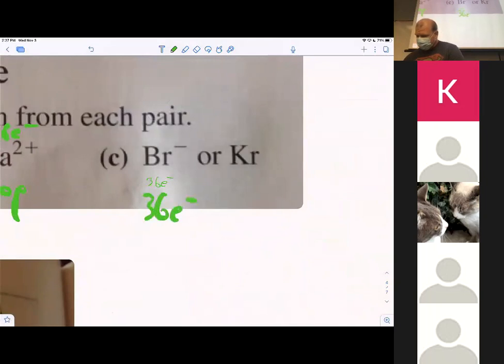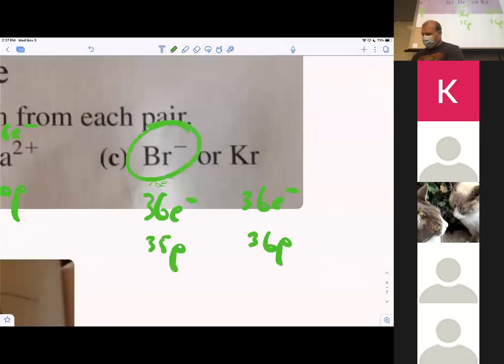36 electrons and 35 protons. Krypton has 36 electrons, 36 protons. Which one's bigger? It's the bromide. It just doesn't have enough positive mojo to bring those extra electrons in, so it stays big. Bromide's a pretty big ion, and krypton is a very small atom.